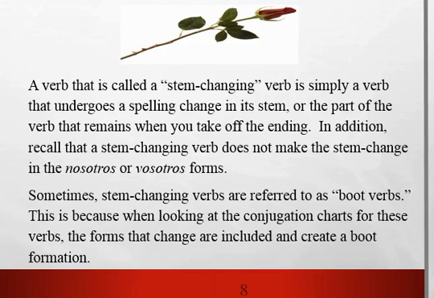So a verb is called a stem changing verb simply because it undergoes a spelling change in its stem, or the part that remains when you take off the ending. In addition, recall that a stem changing verb does not make the stem change in the nosotros or vosotros form. So when you change a stem, don't worry about changing the stem of nosotros or vosotros. Sometimes stem changing verbs are referred to as boot verbs. This is because when you look at the conjugation charts for these verbs, the forms that change are included and create a boot formation, or a boot shape.